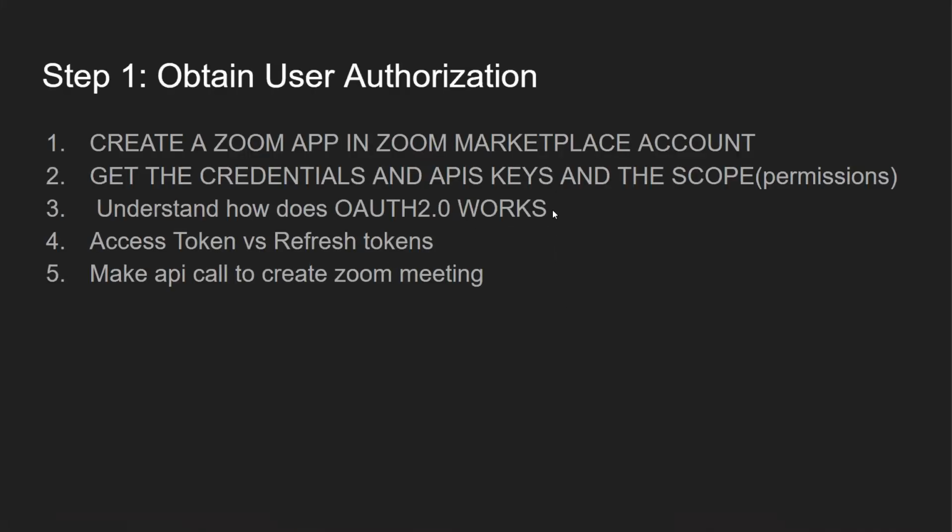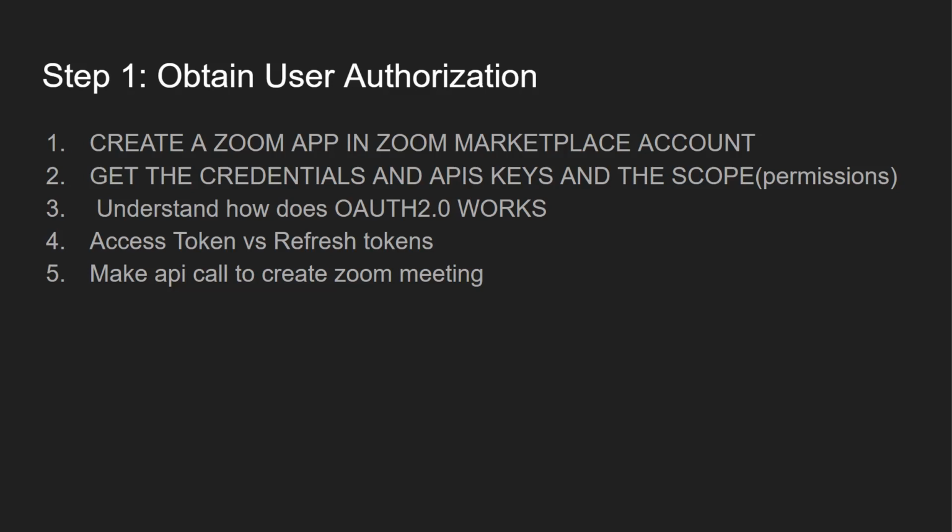First, on whatever account you want to create a Zoom meeting, you have to authenticate that user. To authenticate the user, you first have to create a Zoom app in your Zoom Marketplace account. Once we create the Zoom app, you get the credentials and API keys. While creating the app, you also have to define a scope of permission, like the users' access to create meetings, or to read the Zoom calendar.